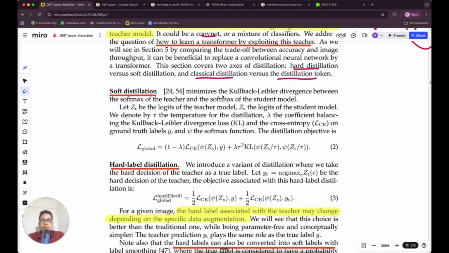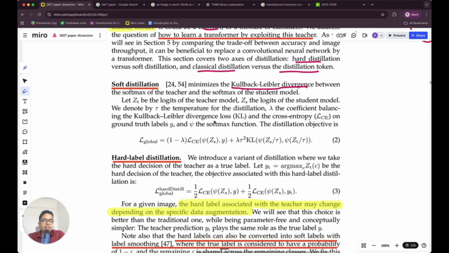Soft distillation. It minimizes KL divergence, Kullback-Leibler divergence. I don't know if this is the exact pronunciation, but we'll call it KL divergence between the softmax of the teacher and the softmax of the student. So now let's read this, although I know that this equation might look a bit intimidating at first. I promise you that it's not.